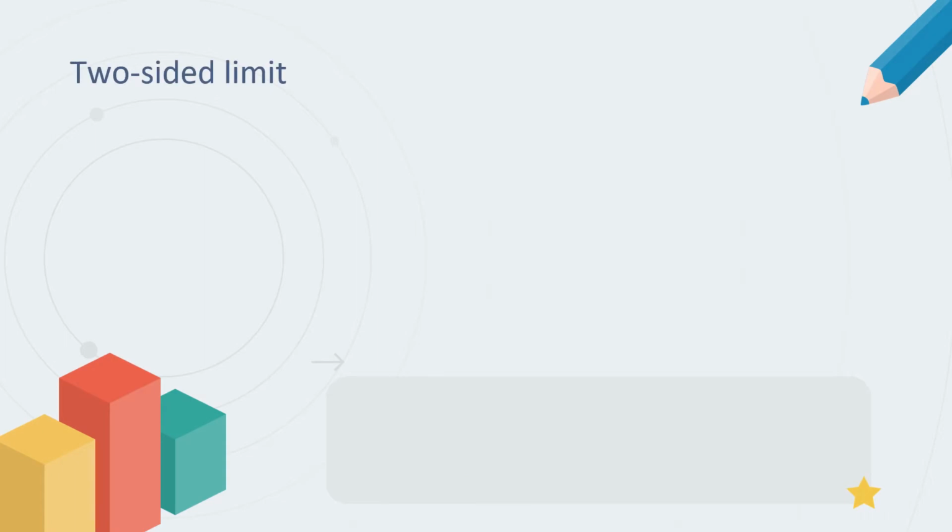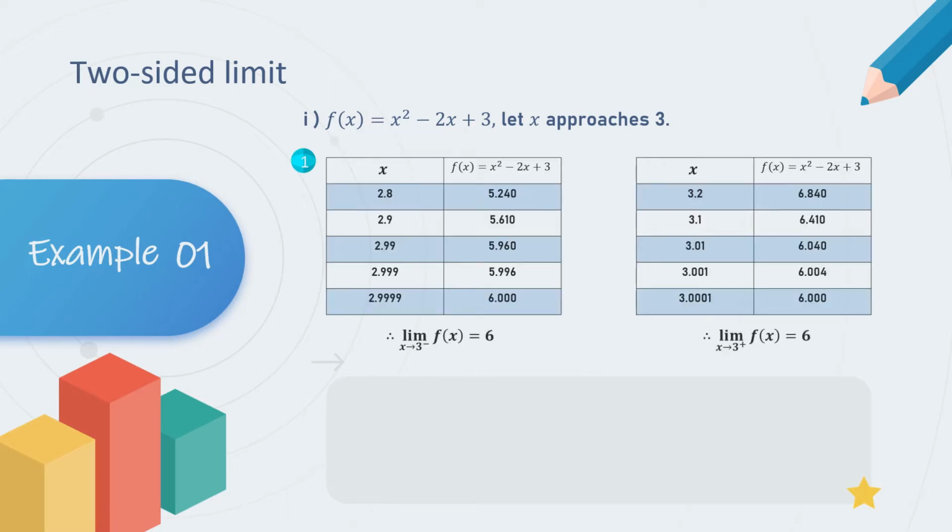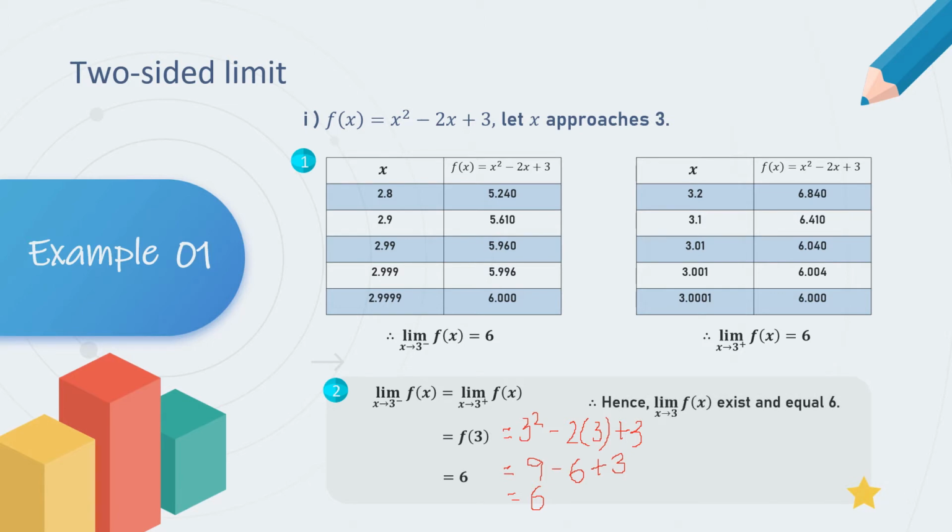Prove that the following function has a two-side limit, given the function f(x) equals x squared minus 2x plus 3 when x approaches 3. From the function above, we come up with the left-hand limit and the right-hand limit. Substitute the approaching value 3 into the equation. Hence, the limit of function f(x) when x approaches 3 exists and is equal to 6. The graph of the function is shown in the next slide.